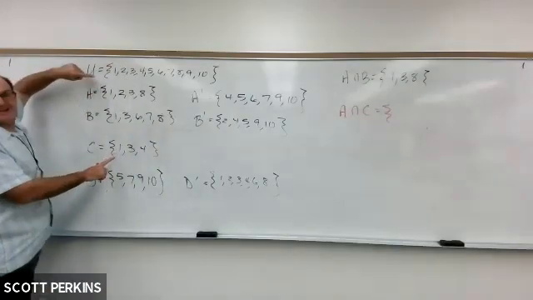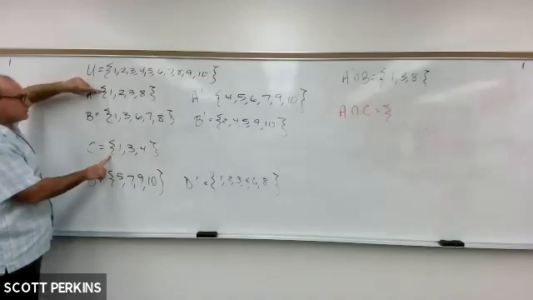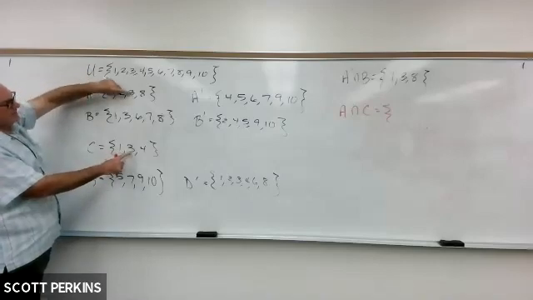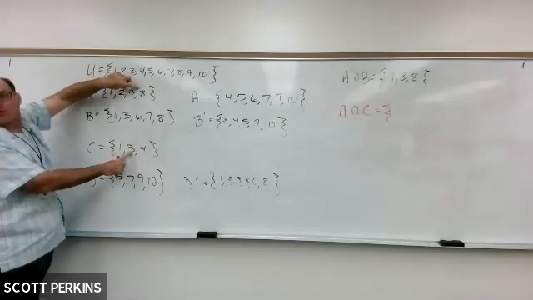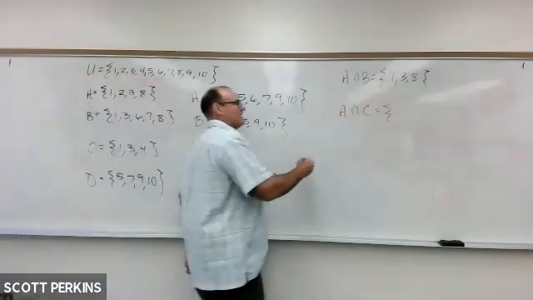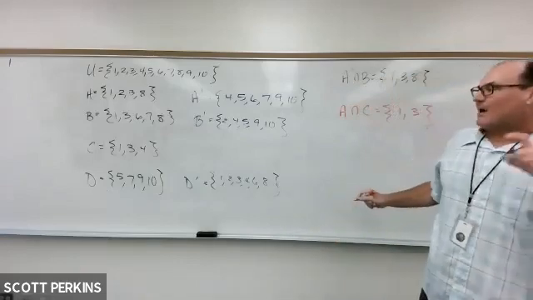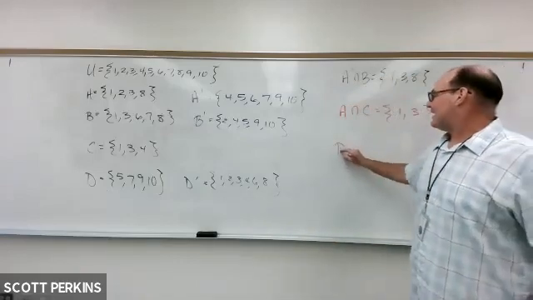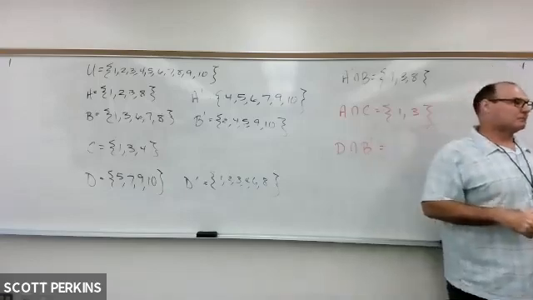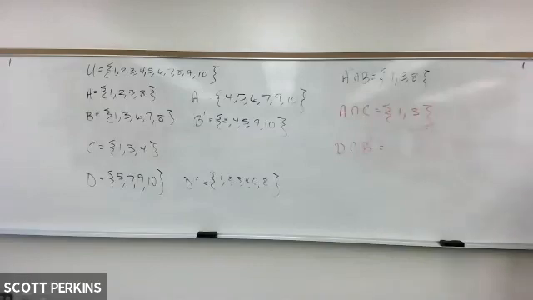So A intersect C, here they are. What elements, when I compare them, do these two sets have in common? 1 and 3. 2 and 8 are only in A, 4 is only in C, so it is 1 and 3. We good? I would like you to please do D intersect B complement. We've already found B complement, so there's no extra work right now.